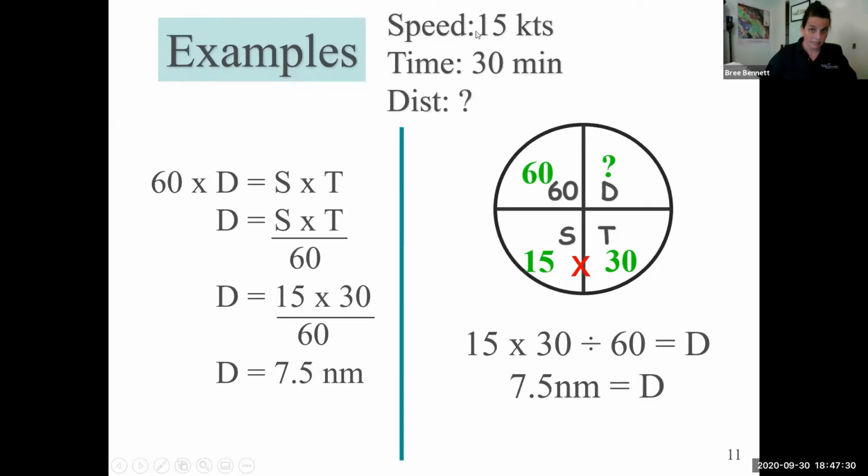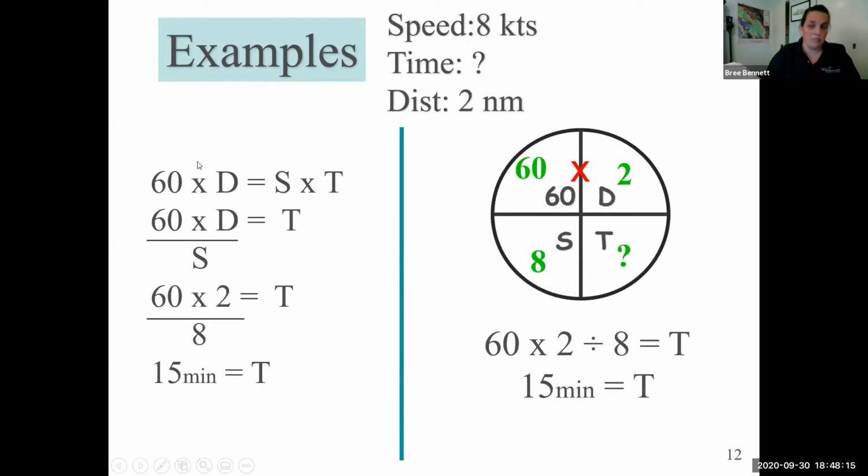So half of 15. If we're doing it in the magic circle, we put our 60, a question mark for the D, and then S and T. You always multiply across and then divide by the other number, which was 60. Plug that into your calculator and you get 7.5. So either way works, whatever way you're comfortable with. It's really the same way. It just looks a little friendlier in the circle. Some people like the formula type and some people like the magic circle.